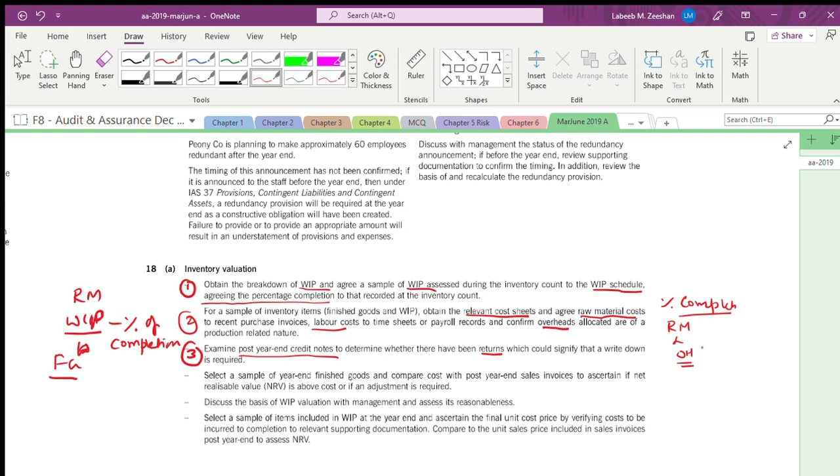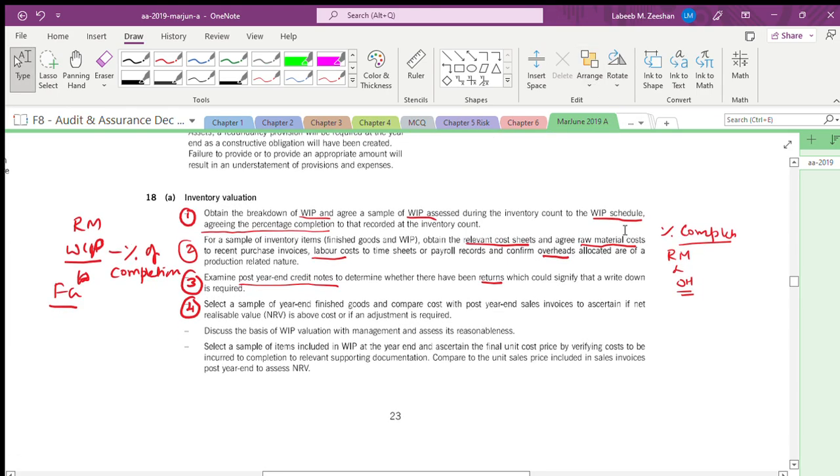Fine. Now, what is the fourth item? We are very much focused on only two things. One, we are talking in terms of finished goods. One, we are talking in terms of work in progress. For a sample of finished goods, compare cost with the post year end sales. Get your point? Yes, that's what it says.